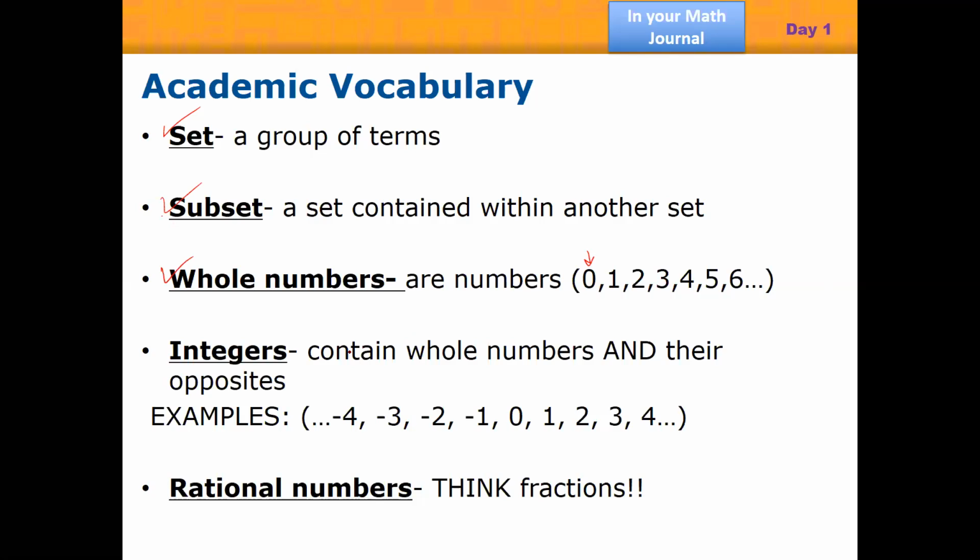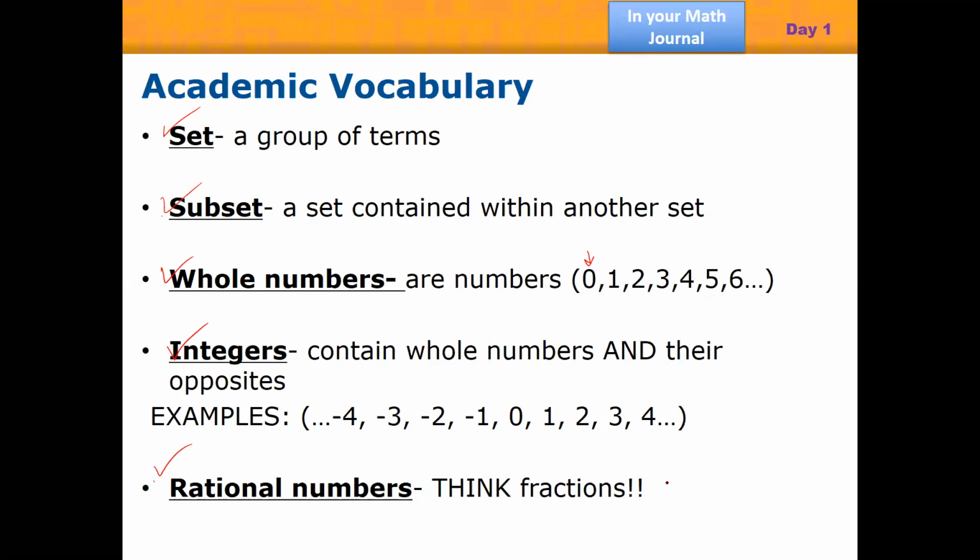The next one are integers. They contain whole numbers and their opposites. So I wrote some examples here. So -4, -3, -2, -1, 0, 1, 2, 3, 4. And anything more than 4, anything less than -4. Those are integers. And then rational numbers, I want you to think the word fractions.